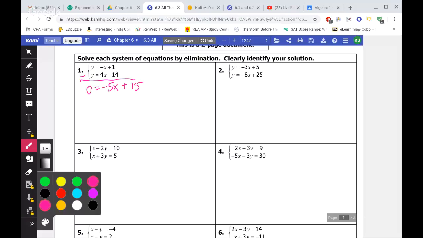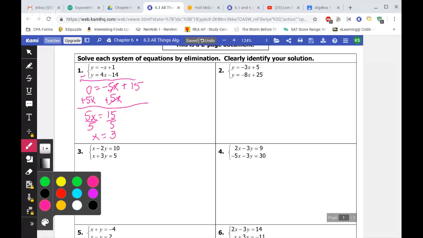So now what I want to do, kind of like we did in class yesterday, you want to have the variable on one side and the constant on the other. So I'm going to add 5x to both sides. And now I have just a plain old linear equation. I'm going to divide both sides by 5. And I have x equals 3.